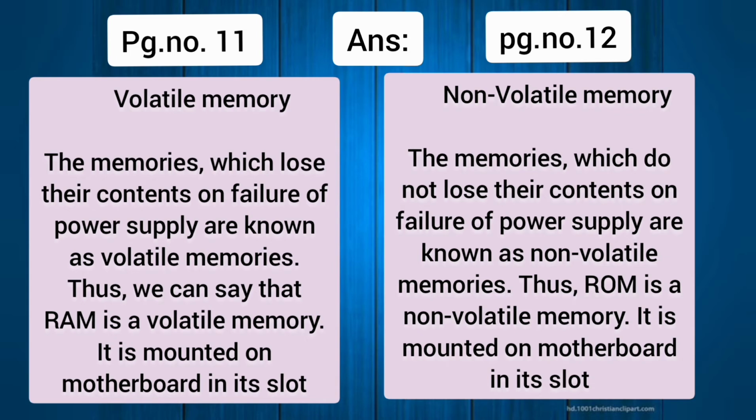Now let's read the answer. The memories which lose their contents on failure of power supply are known as volatile memories. Thus we can say that RAM is a volatile memory and it is mounted on motherboard in its slot. Whereas the memories which do not lose their content on failure of power supply are known as non-volatile memories. Thus, ROM is a non-volatile memory and it is mounted on motherboard in its slot.